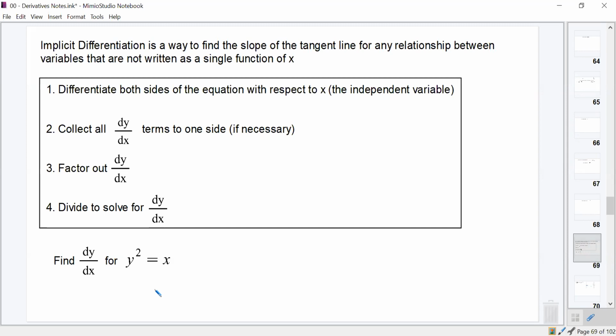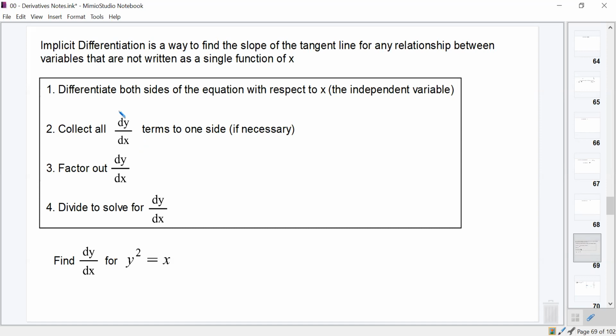We're going to differentiate both sides of that equation with respect to x, right? Just like we can add or subtract the same number to both sides of an equation, we can differentiate both sides of an equation with respect to x as well. When we do that, we're going to end up with some terms inside that are dy dx terms. If there's more than one of those dy dx terms, we're going to collect them all on one side, and then we'll factor out that dy dx on that side, and then divide by everything else on that side to solve for dy dx. Okay.